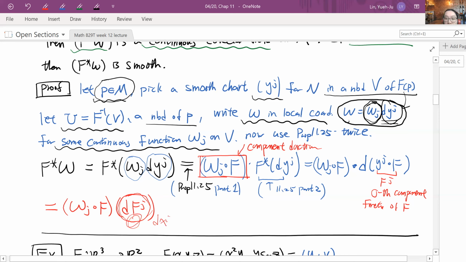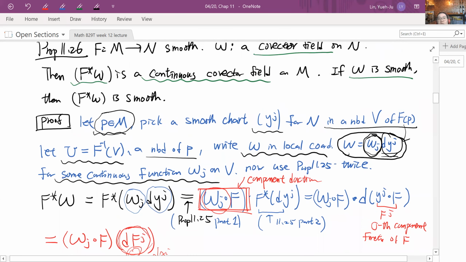So the only thing that we worry about is this part here. It really depends on whether w is smooth or not. As you can see, if w is smooth, then this component function wj will be smooth. Then capital F is already smooth, so this whole thing will be smooth. So whether the pullback of a covector field is smooth or not depends on the thing you pull back. If the w you pull back is smooth, then we are fine.